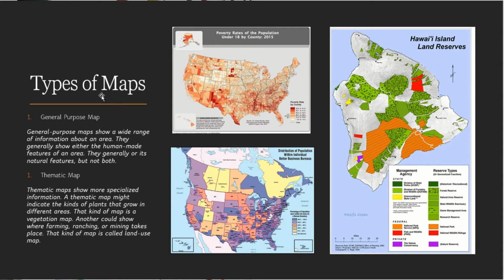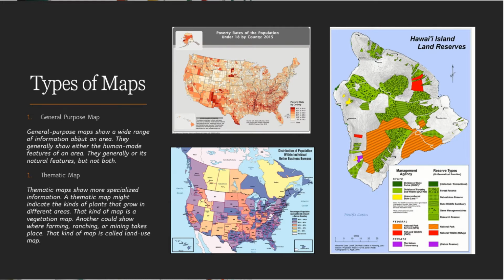Now, generally, there are two types of the map. One is the general purpose map and the other one is the thematic map. Now the general purpose map, generally it represents the man-made feature or natural feature. It cannot represent both at a time.